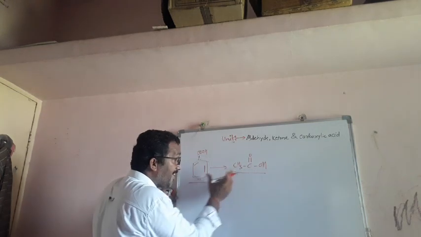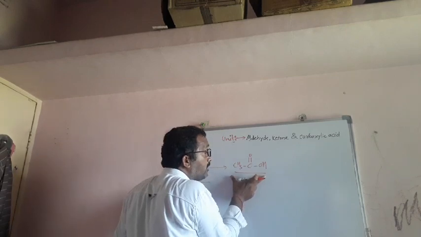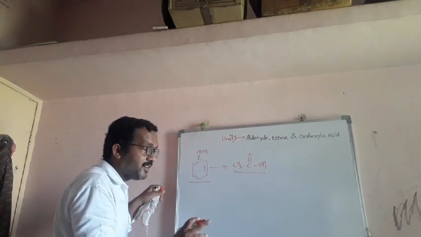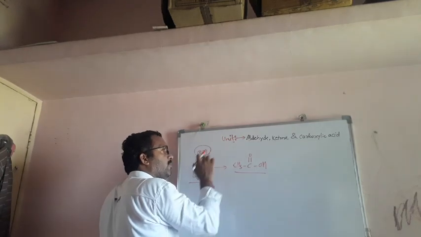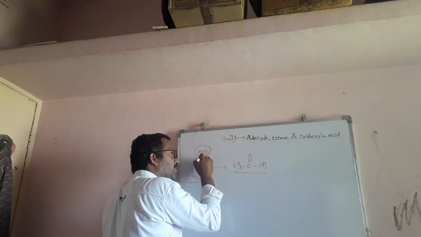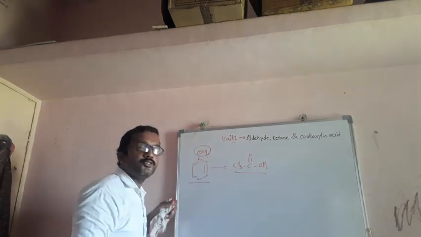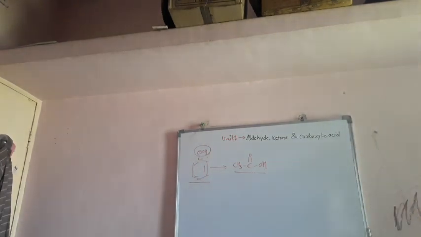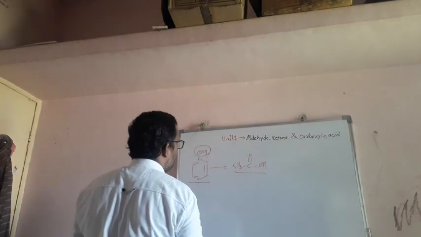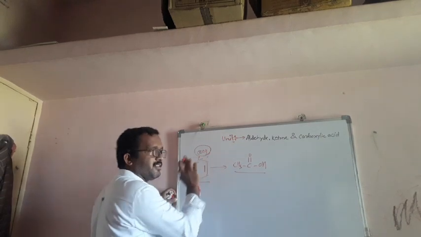That is, benzoic acid is stronger than acetic acid. In benzoic acid, the carboxylic group of the aromatic carboxylic acid is bonded to an sp2 hybridized carbon atom. That is why benzoic acid is stronger than acetic acid.